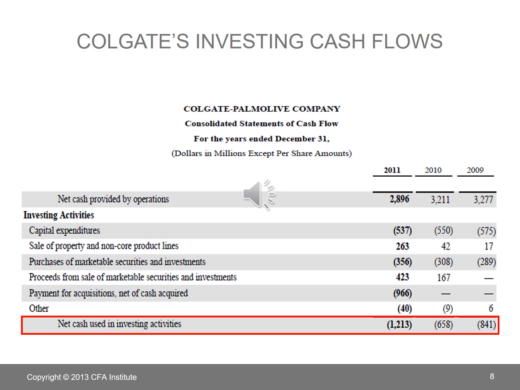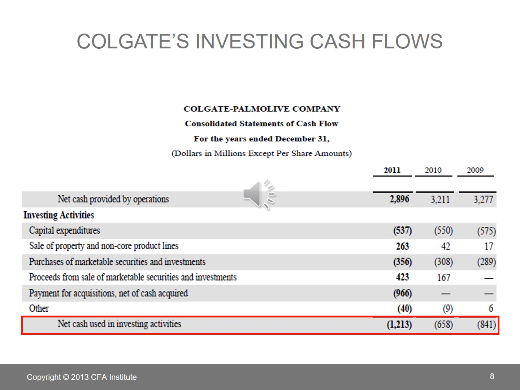Investing activities used 1,213 million in 2011 compared with 658 million and 841 million during 2010 and 2009 respectively. In its MD&A, Colgate says the increase was primarily because of the purchase of the Cenex business for 966 million, and refers to the item payments for acquisitions net of cash acquired.